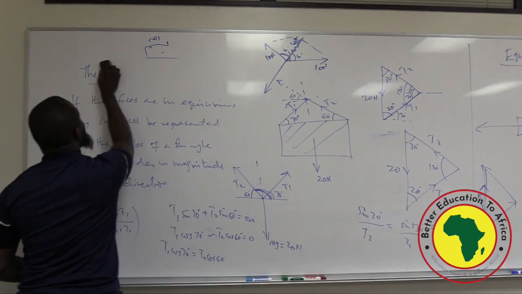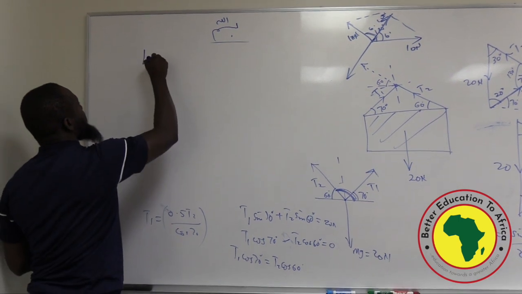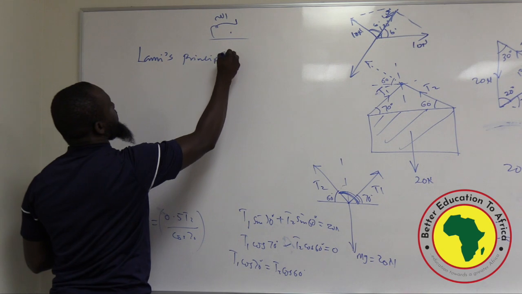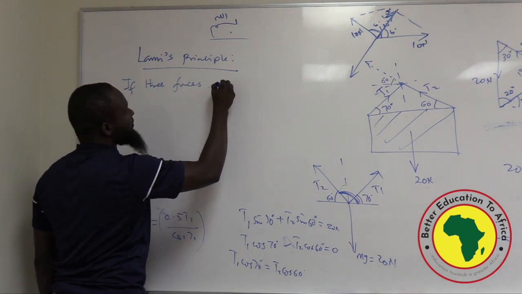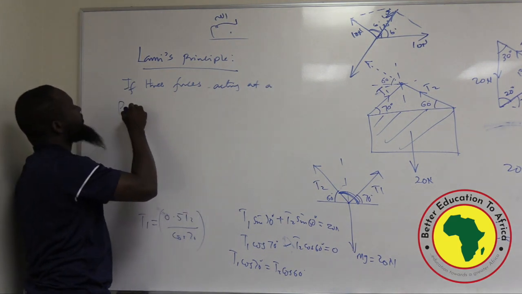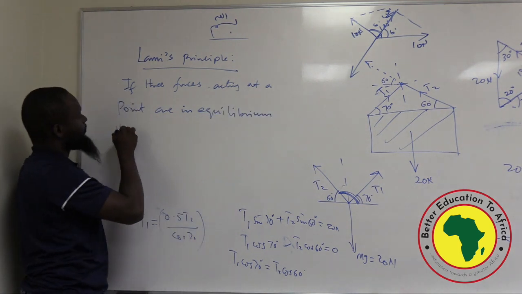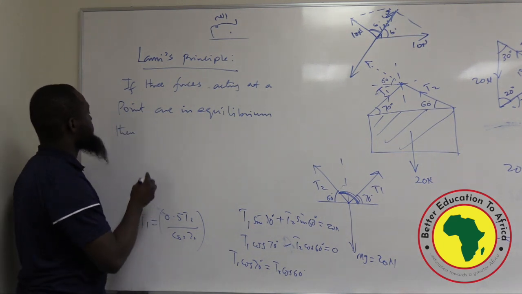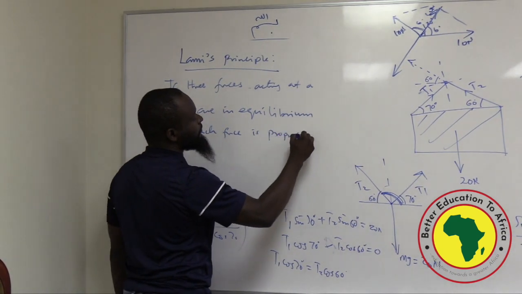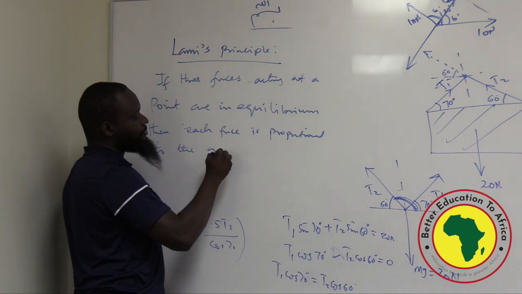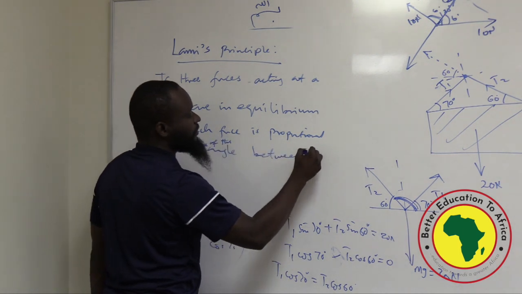Right, now I want to talk about another principle called Lami's principle. Lami's principle states that if three forces acting at a point, that's very important, so they must be concurrent forces, are in equilibrium, then each force is proportional to the sine of the angle between the other two forces.